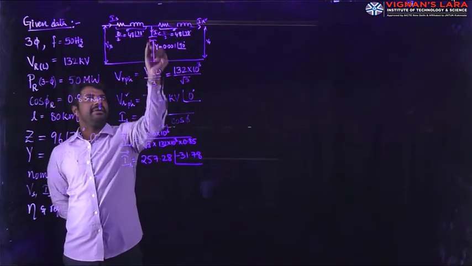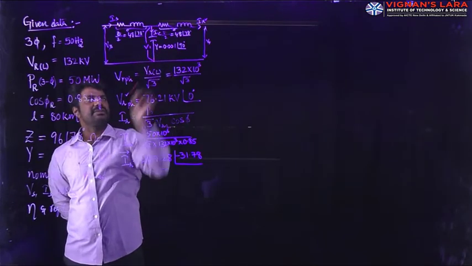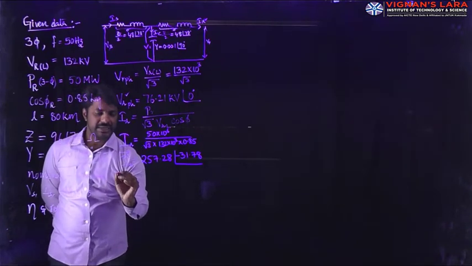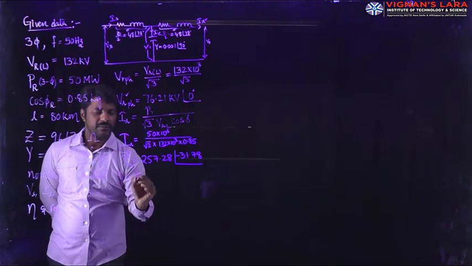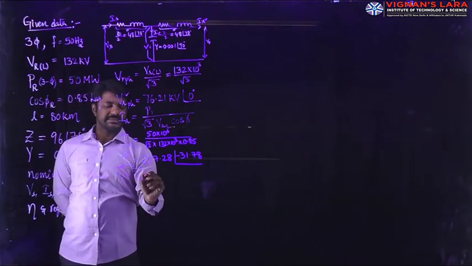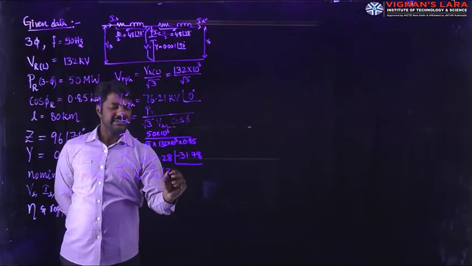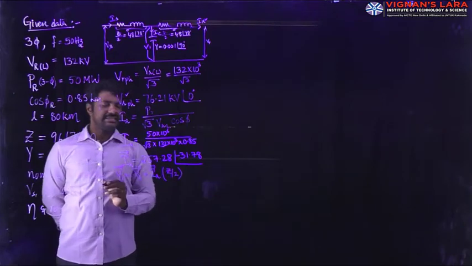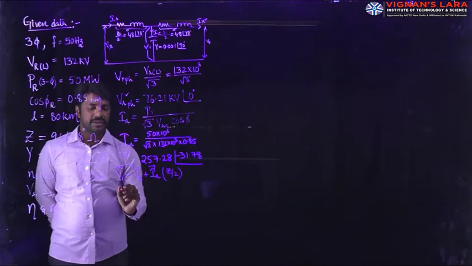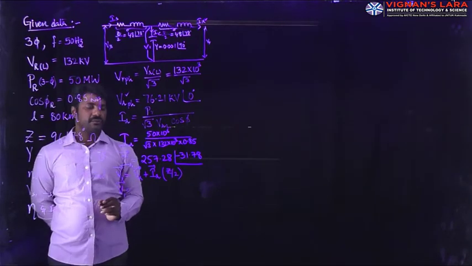On applying KVL, we will get a voltage across this capacitor, which is in general represented with V1. Let me write that V1. So V1 is equal to VR, which is a phasor, plus the calculated current IR multiplied by Z by 2. Since it is a nominal T, half of the impedance only is available on the receiving end side.